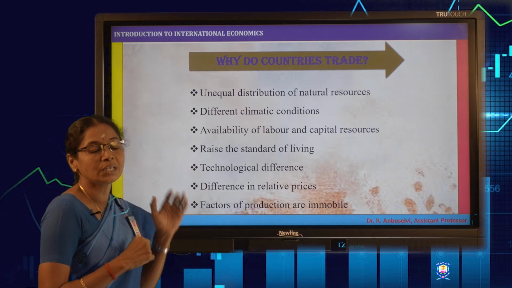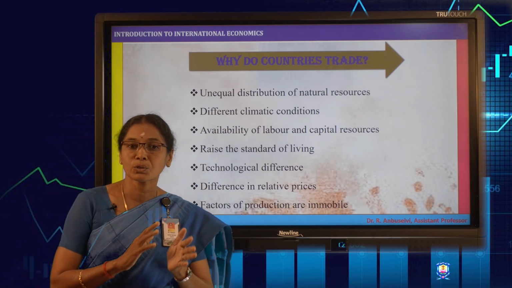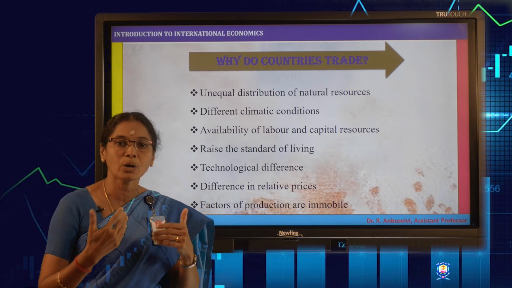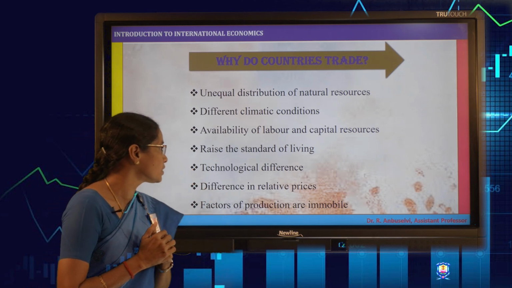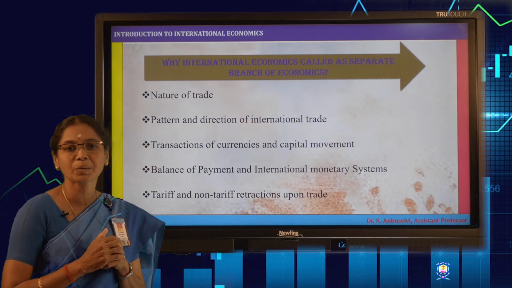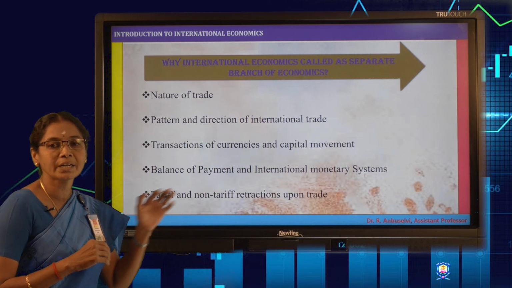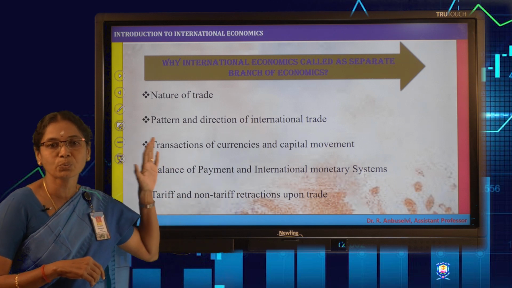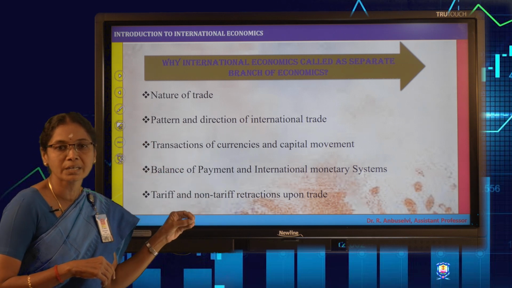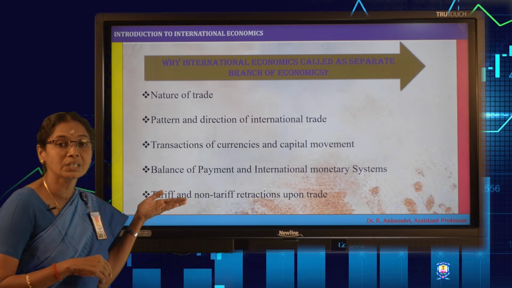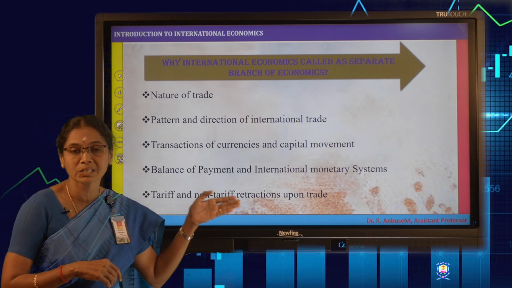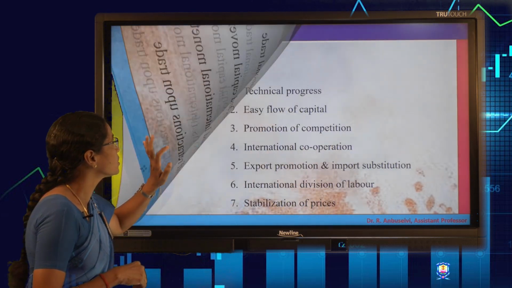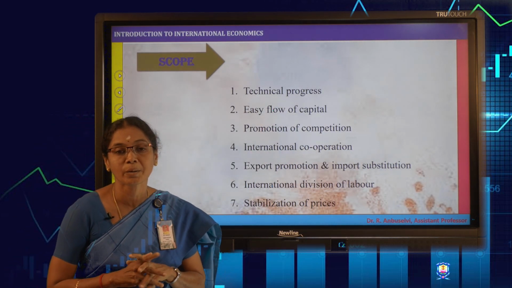And the third important thing is that trading centers can use different varieties of currencies, and capital inflows and outflows will also vary. The fourth important reason is balance of payment difficulties and the international monetary system. The balance of payment shows whether the country's trade is favorable to the country or not. And the last important thing is the tariff and non-tariff practices or restrictions imposed by countries on other countries. Now, we will see what is the scope of international economics.